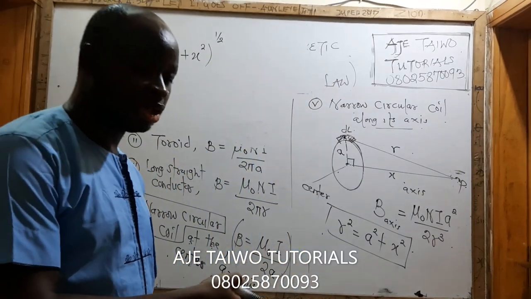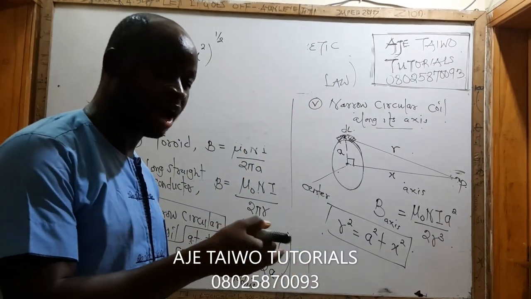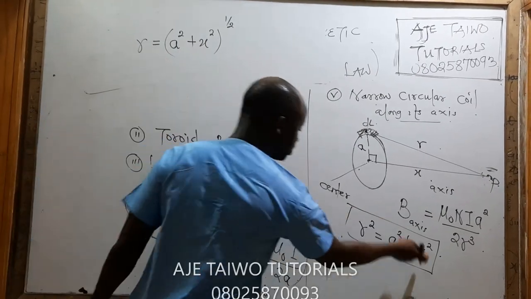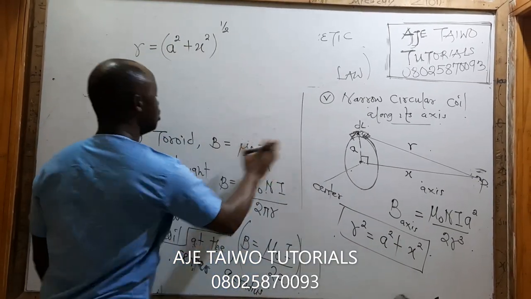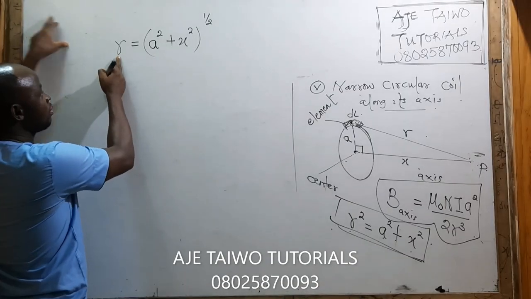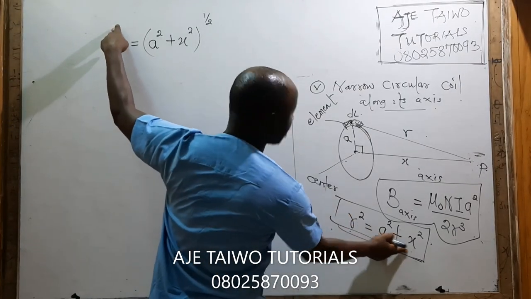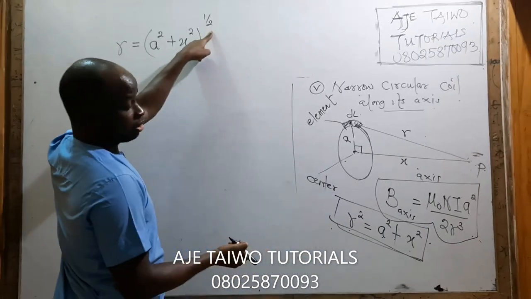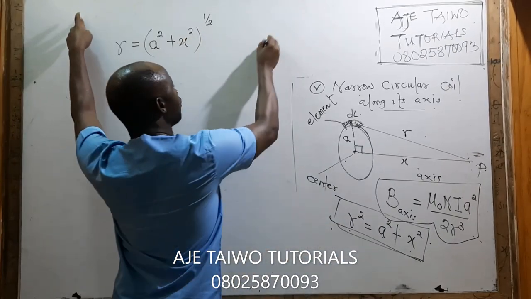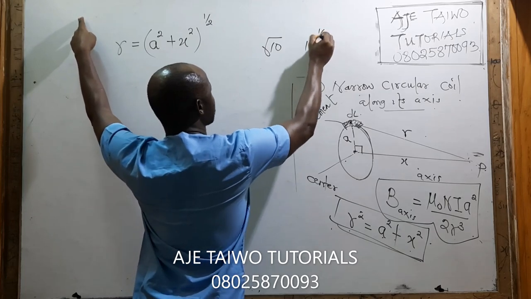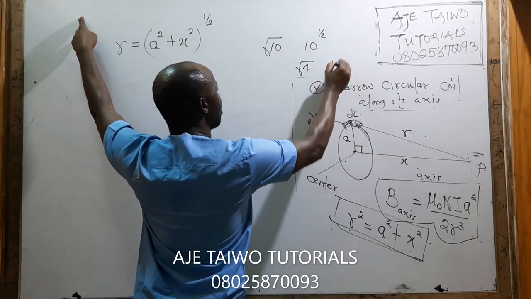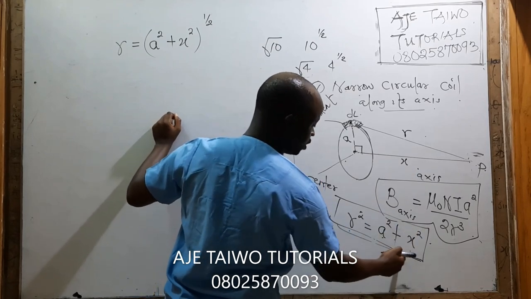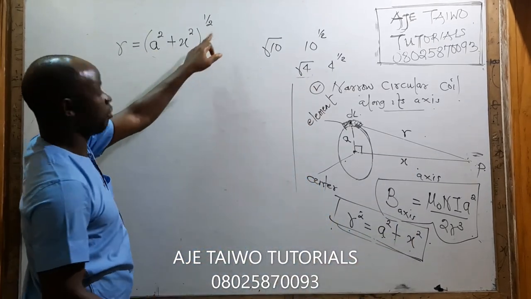Square root means what? Root of 4 means 4 raised to the power half. Root of 10 means 10 raised to the power half. So if this goes here, it becomes this raised to the power half. So now we make R the subject of the formula. The square goes there, it becomes half. So when it goes, it becomes the square root of this. This is our R.